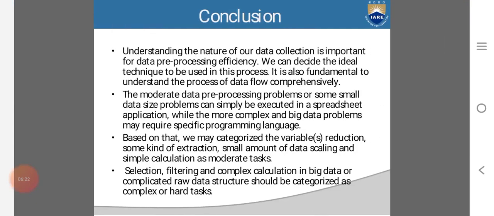Conclusion: understanding the nature of data collection is important for data pre-processing efficiency. We can decide the ideal technique to be used in this process. It is also fundamental to understand the process of data flow comprehensively. In modern data pre-processing, some small data size problems can simply be executed in a spreadsheet application, while the more complex and big data problems may require a programming language.